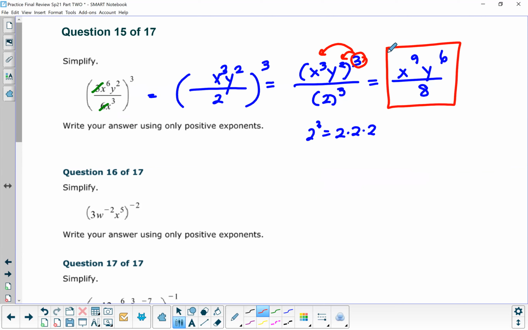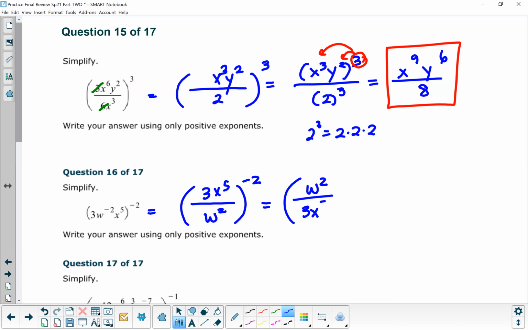Okay, question 16, we have in parentheses, 3w to the negative 2 x to the fifth, to the power of negative 2. All right, first thing I'm going to do is in parentheses, I'm going to actually rewrite this without negative exponents. So we have 3x to the fifth over w squared. And this is to the negative 2 power. And then I'm going to flip my fraction. So I have w squared over 3x to the fifth, squared. And that's to get rid of the exponent outside of parentheses.